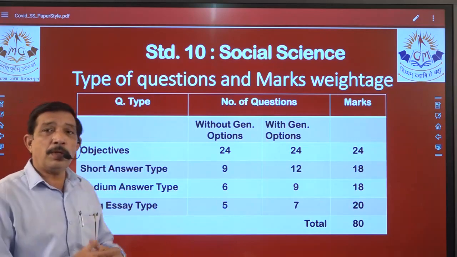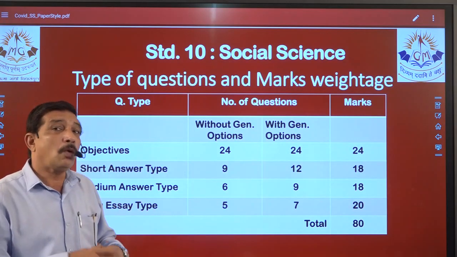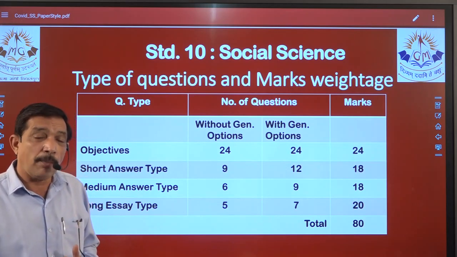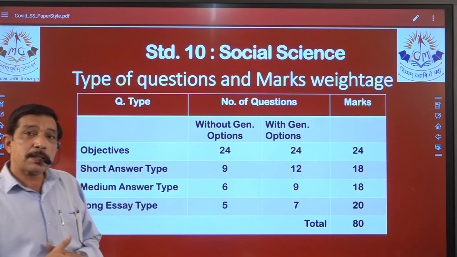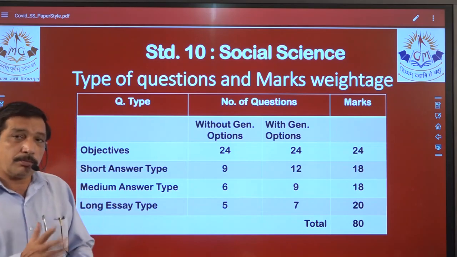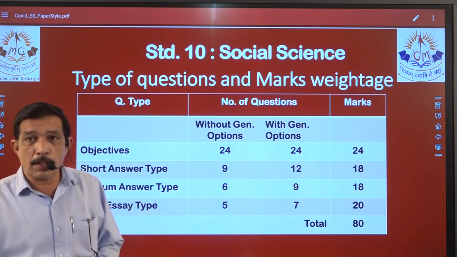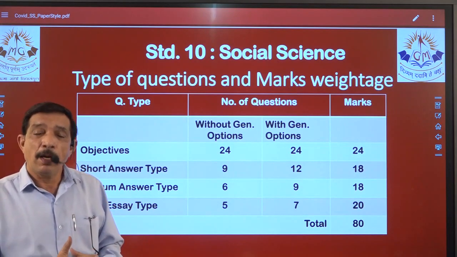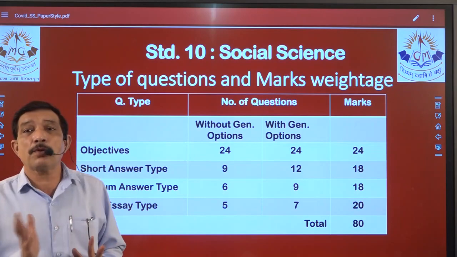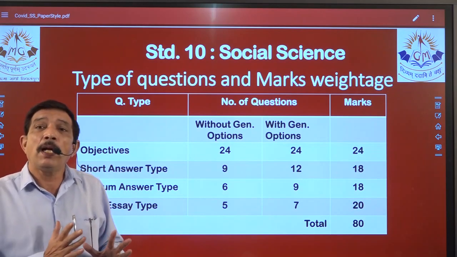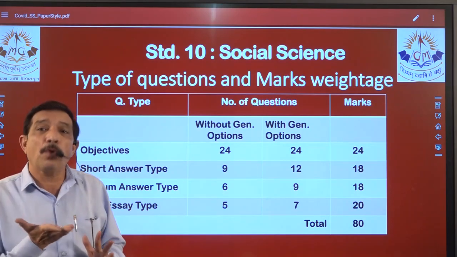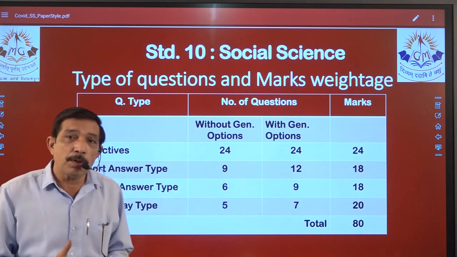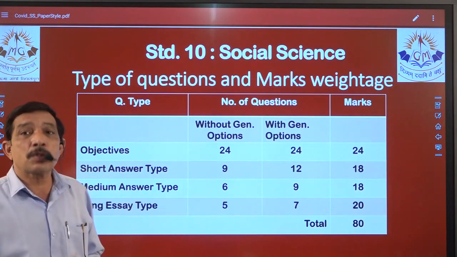Now, objectives: we made it very clear that there will be no options in that. There will be 24 questions, and all 24 are compulsory. What the board has done is shift 30% weightage towards objectives. The objective marks have been increased. Earlier it was just 16 marks out of an 80 marks paper. Now it has been increased to 24 marks. That is quite a lot of increase, and it's good for you because objectives are scoring.